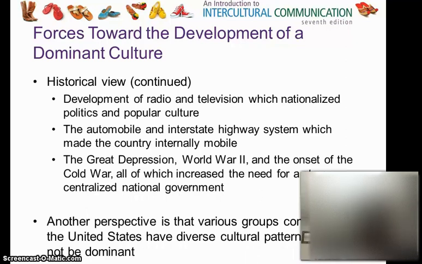Forces toward the development of a dominant culture. Let's continue here. The development of radio and television, which nationalized politics and popular culture. Mass communication. The automobile and interstate highway system that made the country internally mobile. This happened in the mid-1950s with President Eisenhower. And the Great Depression, World War II, and the onset of the Cold War, which is dated to be from 1947 to 1991, all increased the need for a strong, centralized national government.